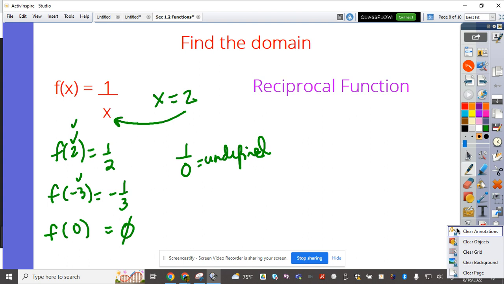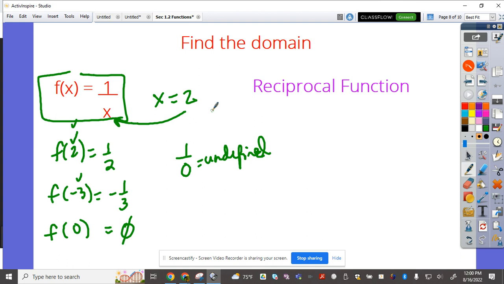In other words, we're finding where it can't work, where it will become undefined or not possible. So in this case, for f of x equals 1 over x, the domain is all real numbers except x cannot be equal to 0. That will be your domain for this function.